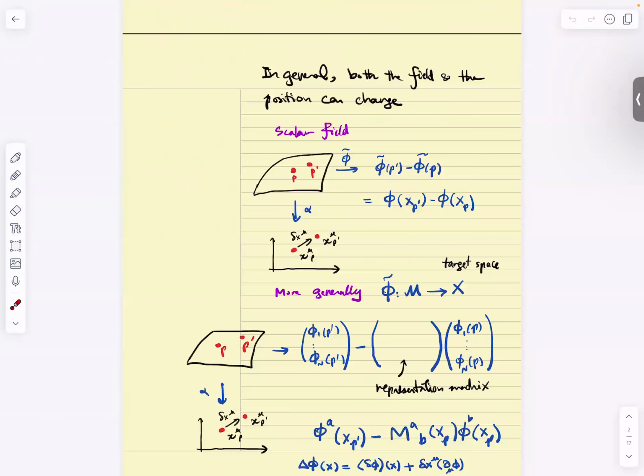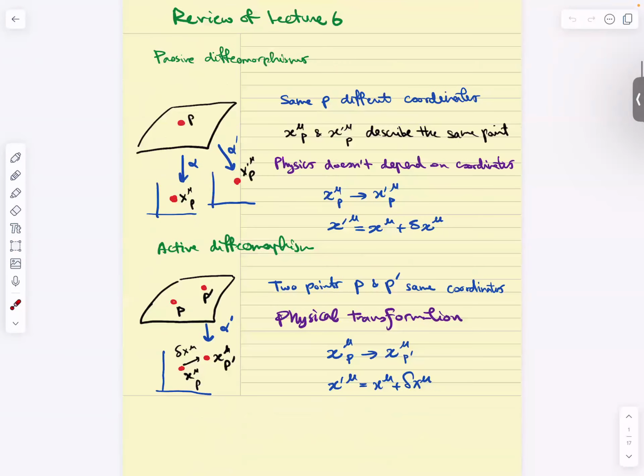So now, I did make another comment. In symmetries, we're always talking about the active picture. For the remainder of this course, we're talking about the active picture, right? This is just for you to understand how to disentangle the two things. Good? All right.